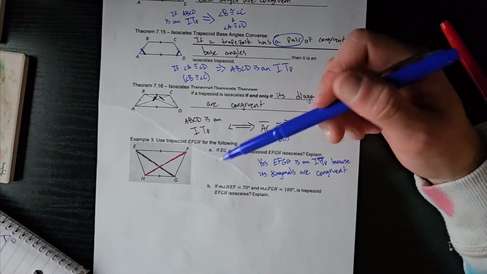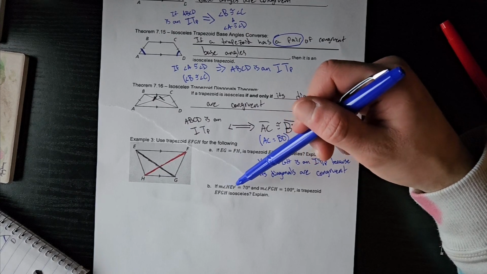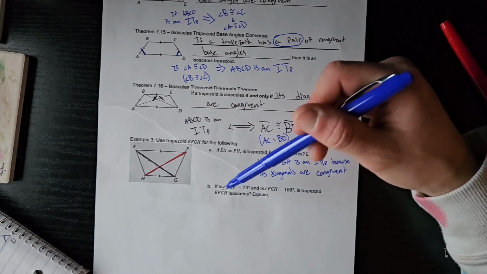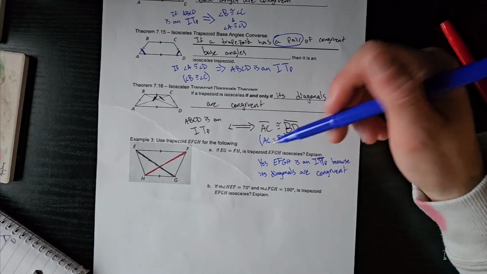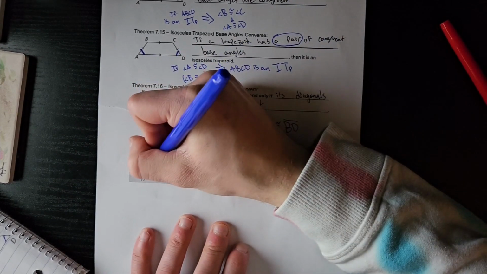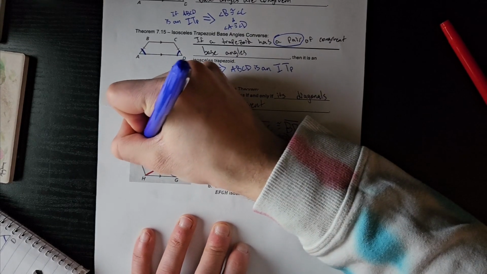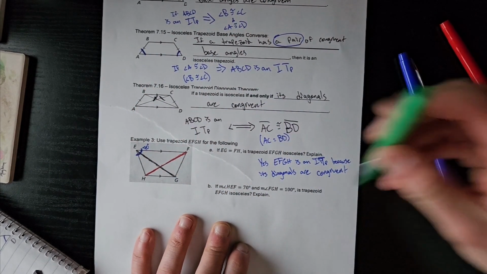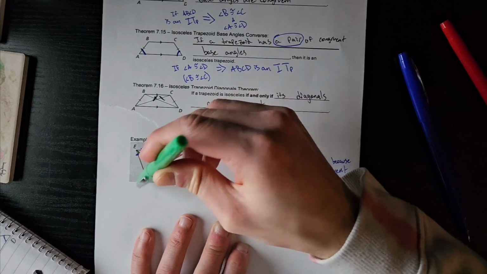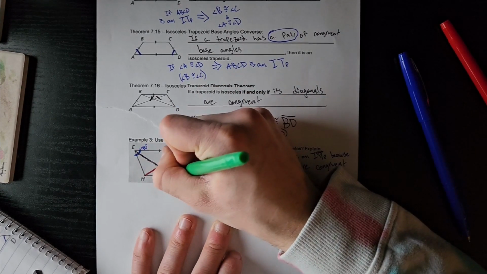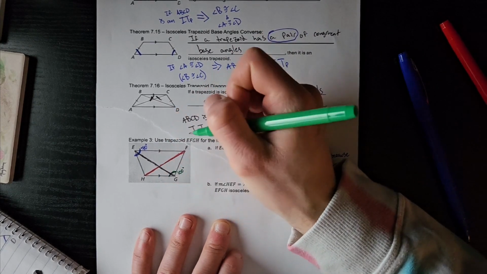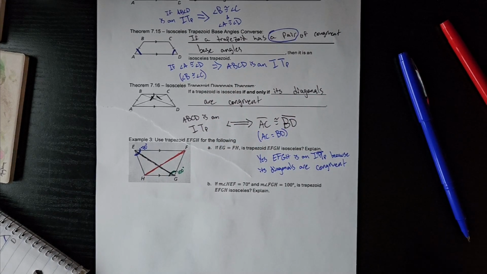Looking at B, it says that if angle HEF is 70 degrees and angle FGH is 100, is the trapezoid EFGH isosceles? So HEF, that's this one. We can put 70 here. And FGH, put that here, 100. Is this isosceles? Explain.